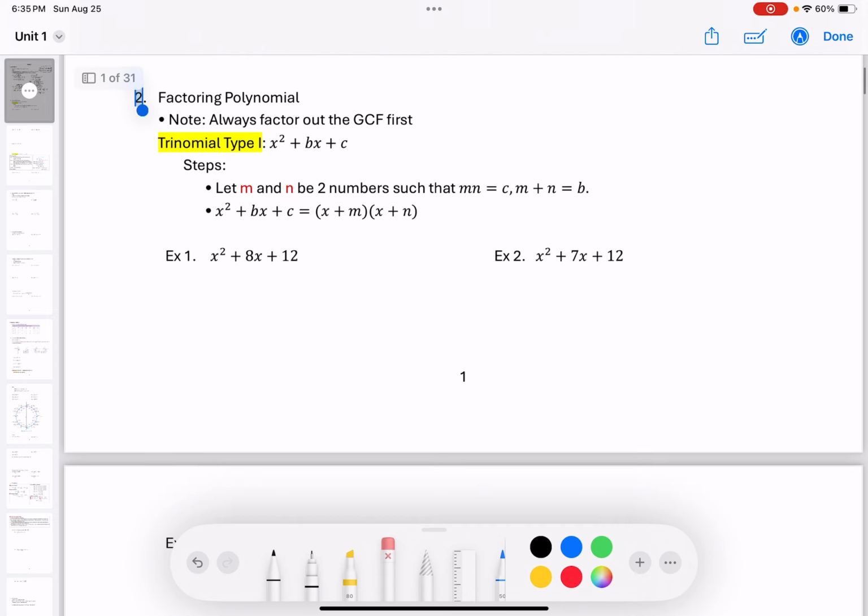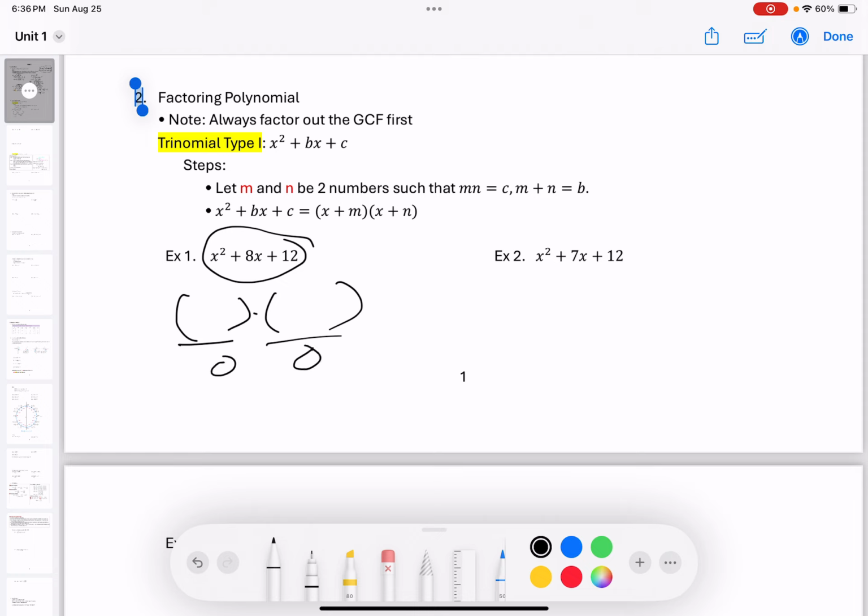Our next part is factoring polynomials. In the previous part, we were doing the distribution. Now we are doing the backward way. If we have the polynomial, then we convert it to the factor form, so something multiplied by something. This is the first factor. This is the second factor.